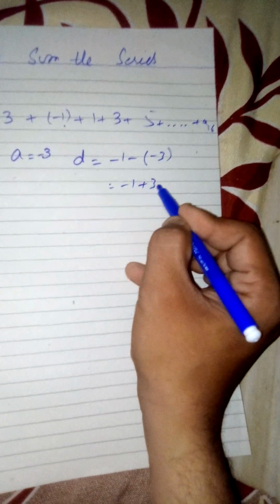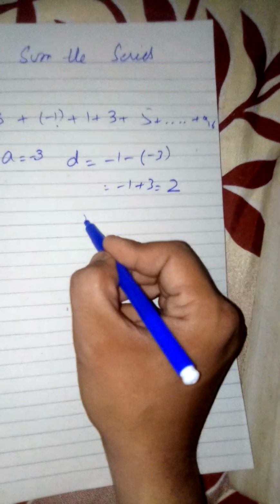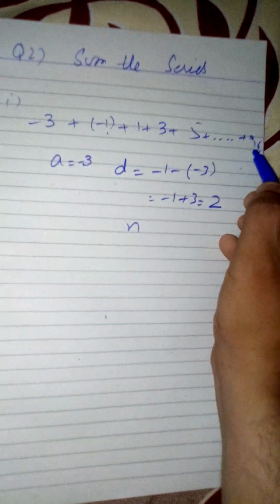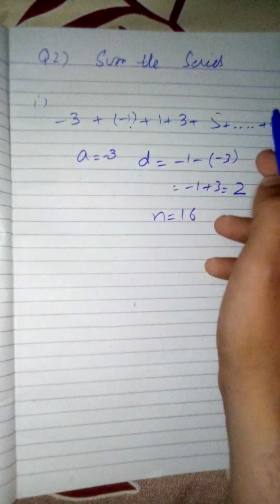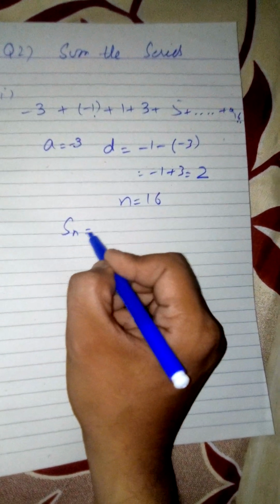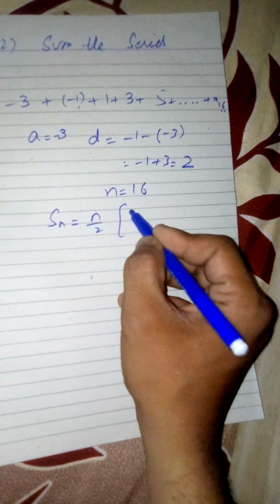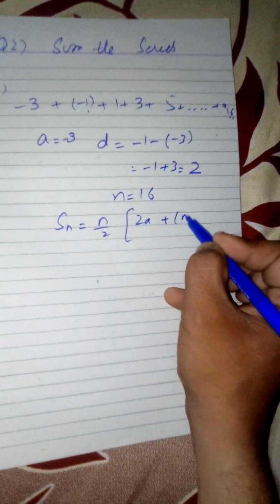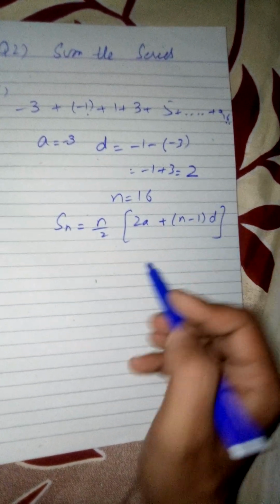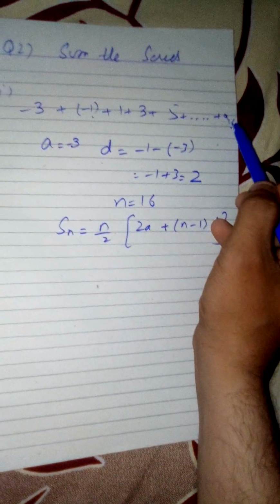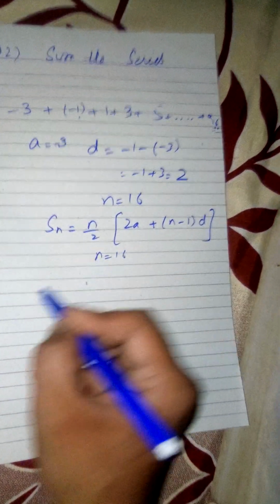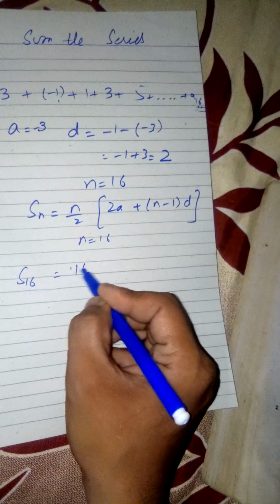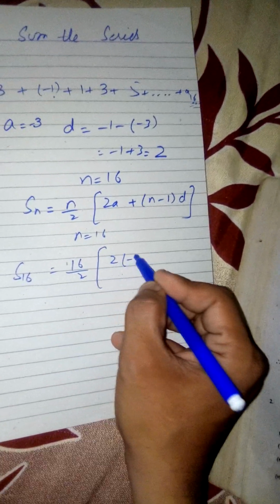Sum of series up to a16 means we have to find S16. Put n equal to 16. So 16 upon 2, into 2 times 3 plus (16 minus 1) times d, and what is the value of d? Which is 2. 2 ones are 2, 2 eights are 16, 8 minus 6... 15 times 2 is 30. When we subtract 30 minus 6, the result is 24.